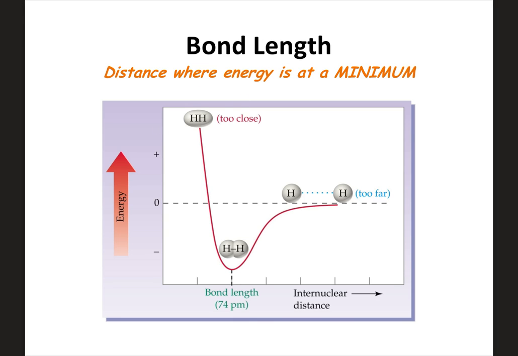Too close, the energy is going to be too high. Too far, there's not going to be any real energy change. And if it's just right, that's when you get the lower energy state, which is what we want. And then you can get the bond length from that. So definitely make sure you can understand and get information from a graph like this.